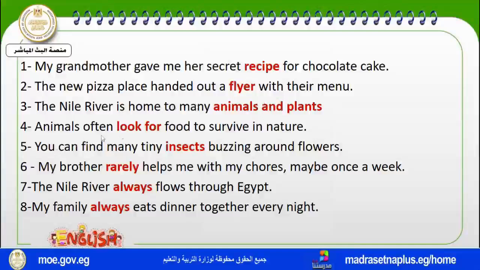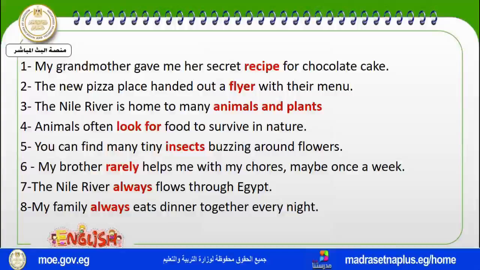Animals often look for food to survive in nature. Look, not looks. Why? Because animals is plural. Here we have animals, and so they take the verb without an s. And we can find many tiny insects buzzing around the flowers, not elephants. The elephant is too big to go around flowers.